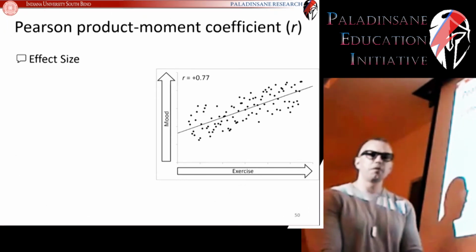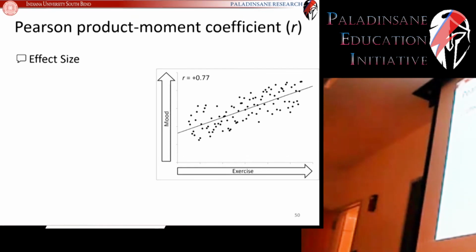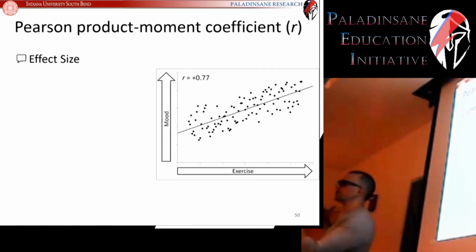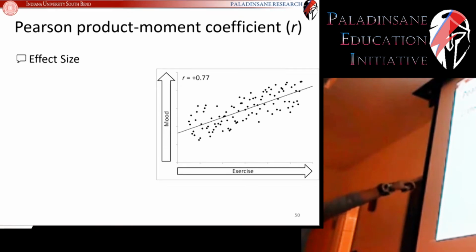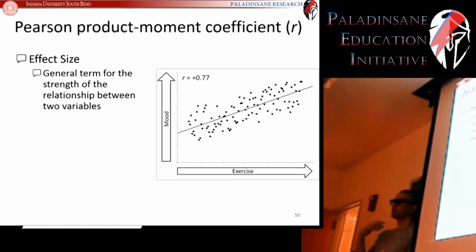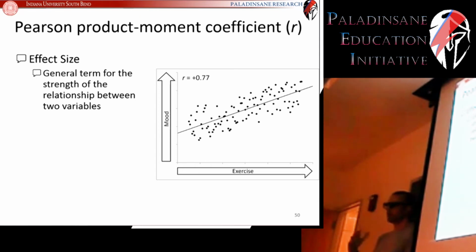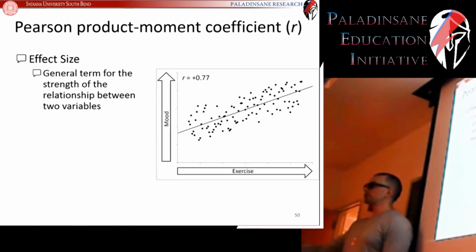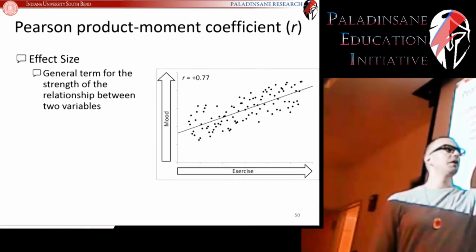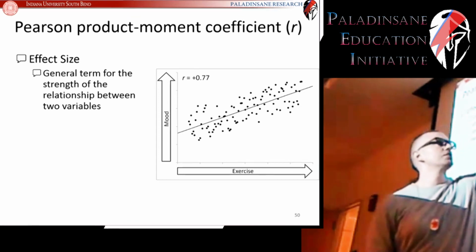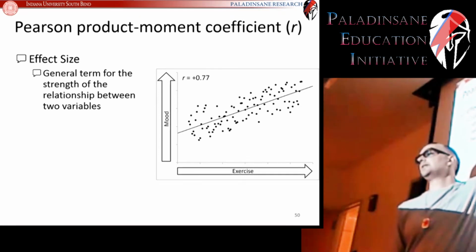Okay, so before we get into interpreting these correlation coefficients, one last thing I want to point out is a little bit of math magic that you are going to encounter, because people use correlation coefficients a lot. That's one of the reasons I wanted to cover it. But this has to do with effect size. Effect size is a term for the general strength between two variables.